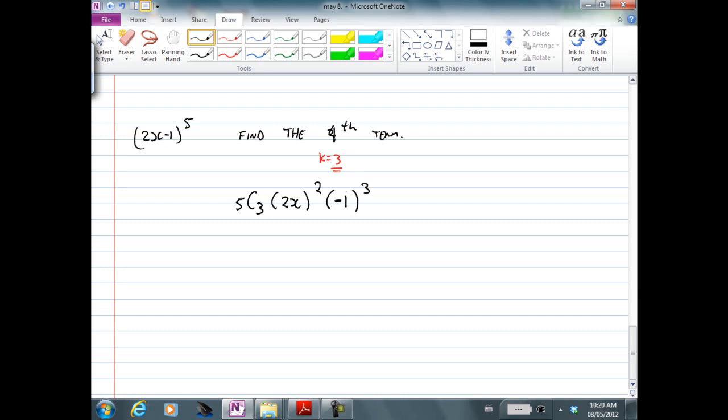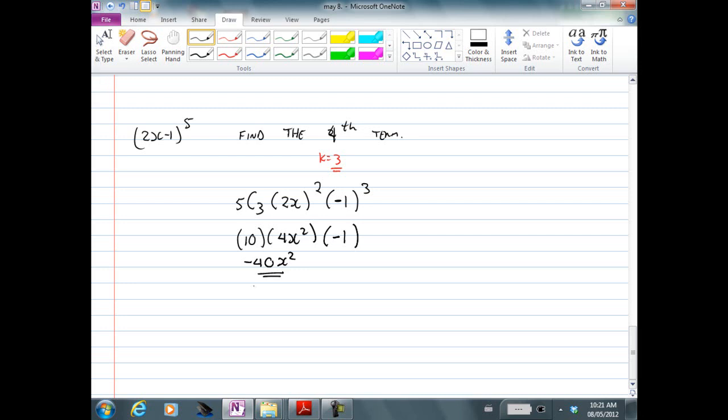Punch in your calculator, 5C3. 10. So we go 10. Again, notice I'm using brackets. What is (2x) to the power of 2? 4x squared, be careful. Negative 1 to the power of 3 is really just negative 1. Multiply this all out, and you have negative 40x squared. So the fourth term, without expanding, is negative 40x squared.